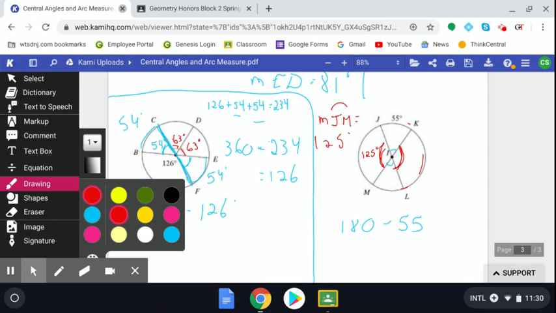Okay, so that is how you relate central angles to the measure of arcs. See you next time. Thank you.